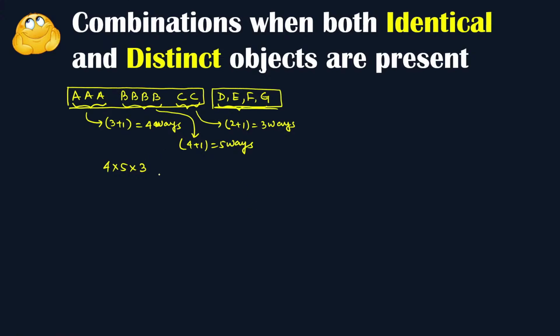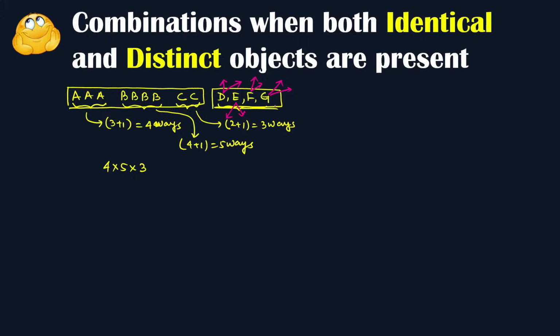See, in our selection, this D has 2 options. Either it can come or it may not come. E has again 2 options. Either it can come or it will not come. Similarly F and similarly G. So for every distinct alphabet, there are 2 possibilities. Either it will be selected or it is not selected.